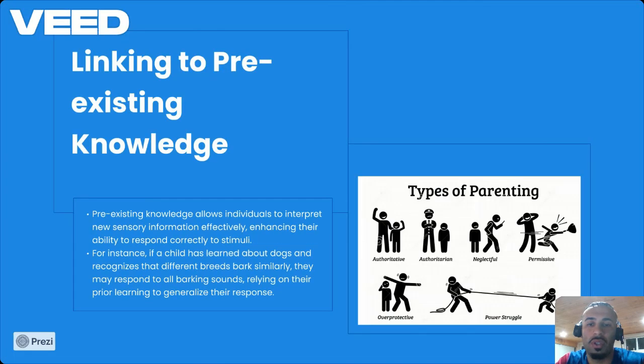Now, pre-existing knowledge allows individuals to interpret new sensory information, effectively enhancing their ability to respond correctly to stimuli. For instance, if a child has learned about dogs and recognizes that different breeds bark similarly, they may respond to all barking sounds, relying on their prior learning to generalize their responses.